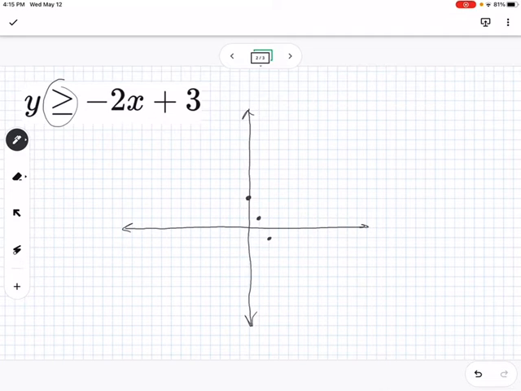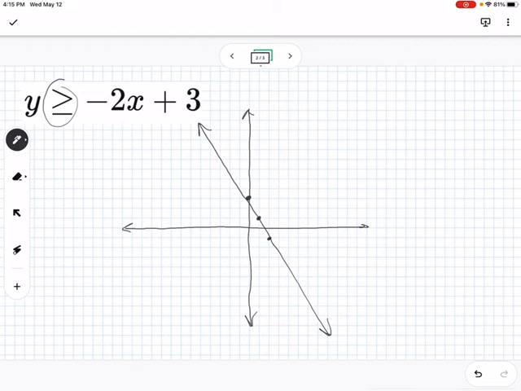So this is the equivalent of a closed circle on a number line. We have a closed line. So I'm going to draw a solid line. That's our way of drawing a closed line. So here's the equals.